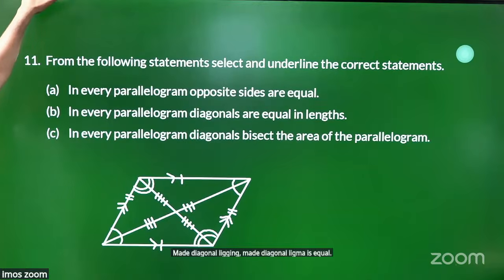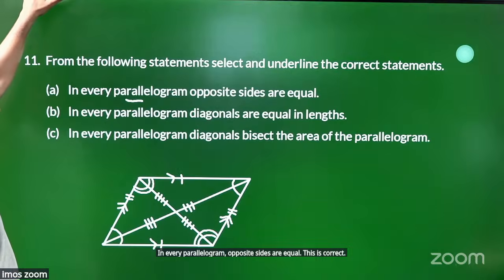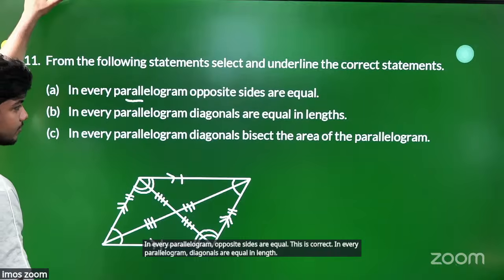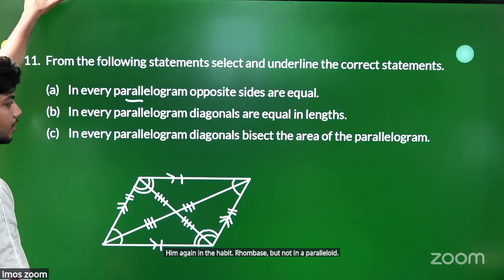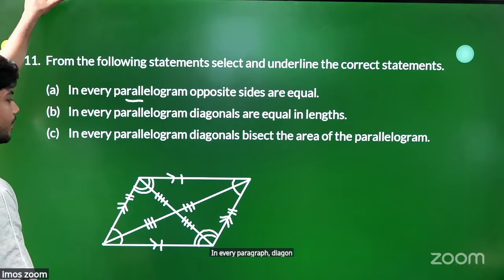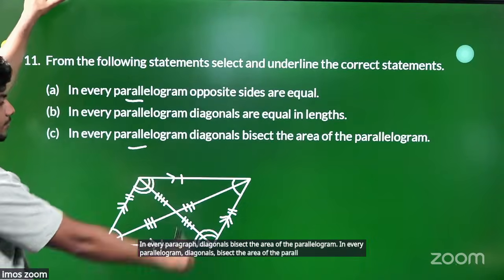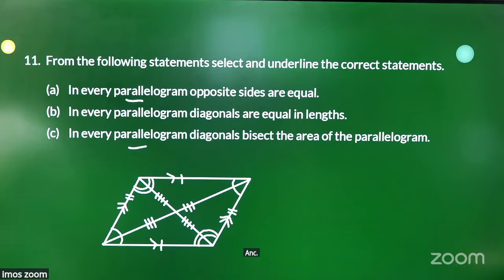In every parallelogram, opposite sides are equal. This is correct. In every parallelogram, diagonals are equal in length. We cannot say that. A rhombus, yes, but not in a parallelogram. In every parallelogram, diagonals bisect the area of the parallelogram. Yes. A and C.